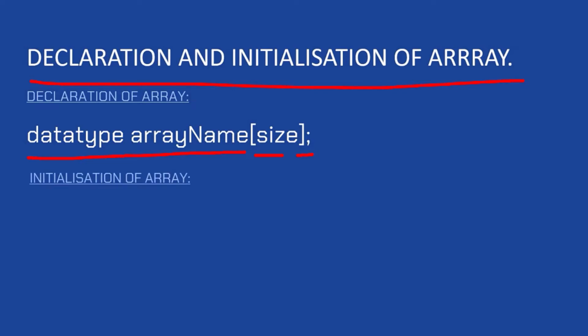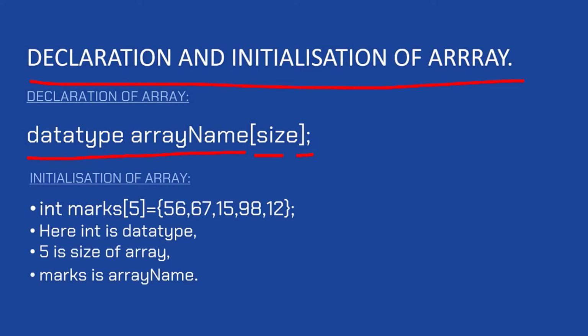Initialization of array. Let us consider an example and understand how to initialize an array. For example, int marks[5] = {56, 67, 15, 98, 12} within curly braces. Here 56, 67, 15, 98 and 12 are the elements. Here int is the data type which occupies 4 bytes of space for each variable. Therefore, there are 5 variables, so 4 into 5 equals 20 bytes of memory allocated for the complete array.